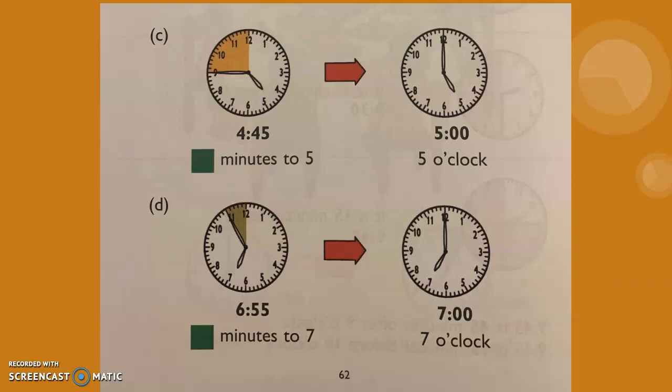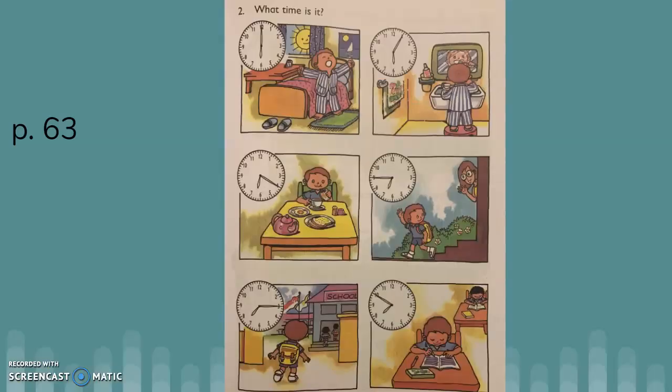Very good. And then D on this page, it says 6:55. How many minutes to 7? How many minutes until it is 7 o'clock? This one makes it a little bit easier for us, right? How many minutes are represented there? 5 minutes, right? It is 5 minutes until 7 o'clock. Very good.